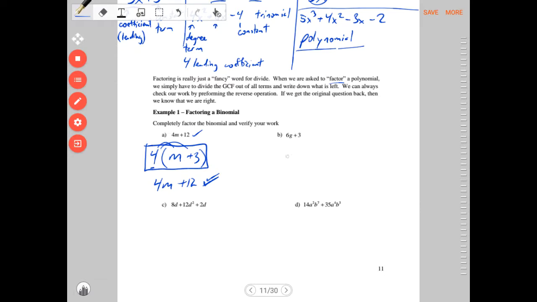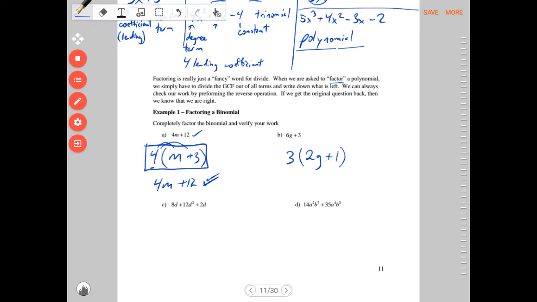Okay, so the biggest number we can take out of a 6 and a 3 is 3. Again, I can't take out any letter terms at this point because they don't all have letters. Okay, you can't take something out when you don't have it. Okay, so that's it. So 6g divided by 3, 6 divided by 3 is 2. The g just strings along. Okay, and then plus 3 divided by 3 is plus 1.